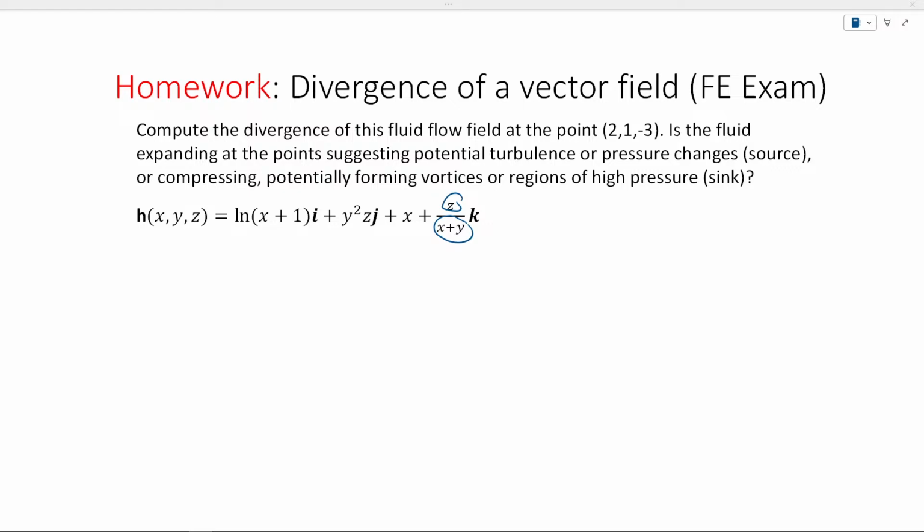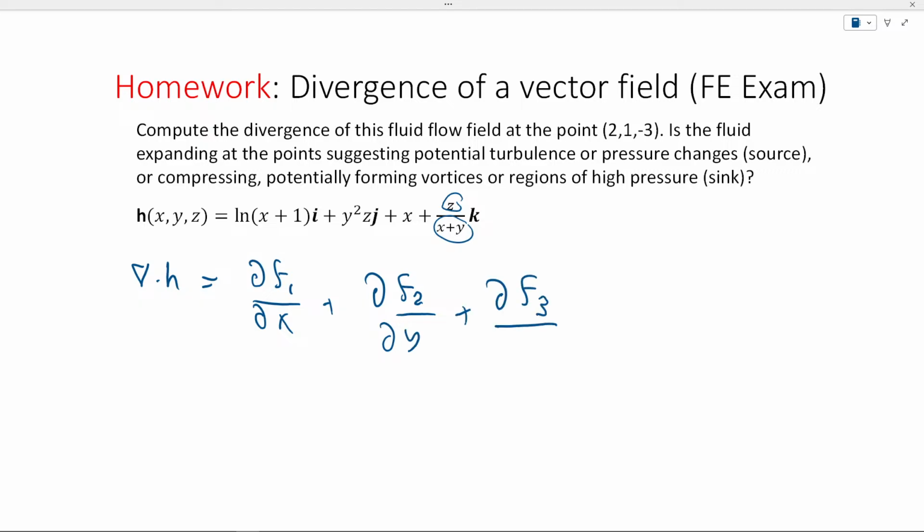Remember, let me do it. You can read the problem. It's telling you fluid expanding at a point suggesting turbulence and so on. But here you will find the divergence of H. Remember, that will be F1 partial x plus F2 partial y plus F3 partial z.